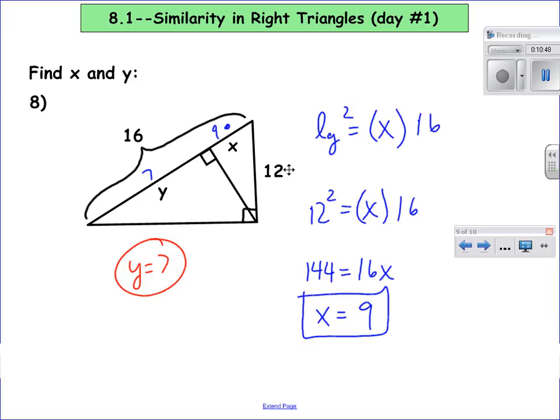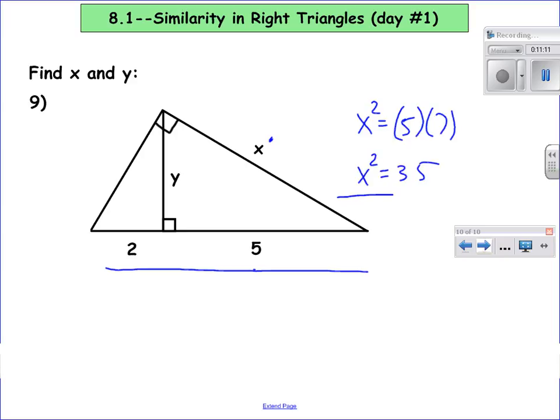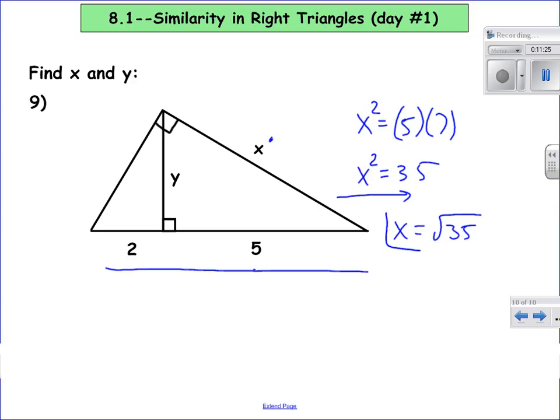Let's go ahead and do the last example already. So now, again, find x and y. I got a leg here, so x squared equals 5 times the whole hypotenuse, which is 7. So x squared equals 35. Take the square root. X is the square root of 35. Let me see. Does 25 go in? No. Does 16? No. Does 9? No. Does 4? No. So that's it. Simplest radical form.